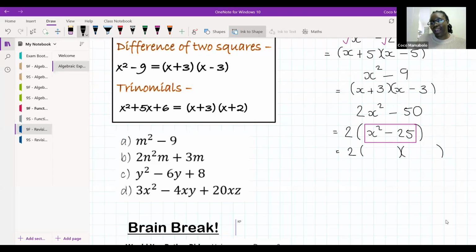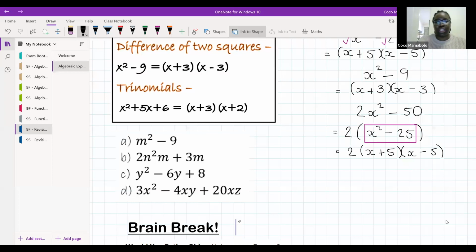What about my signs? What do I put in here for a sign? Positive and negative. Good. And over here, what do I put? X plus 5 and x minus 5. Beautifully done. Amazing stuff. Well done. That's exactly what we wanted.